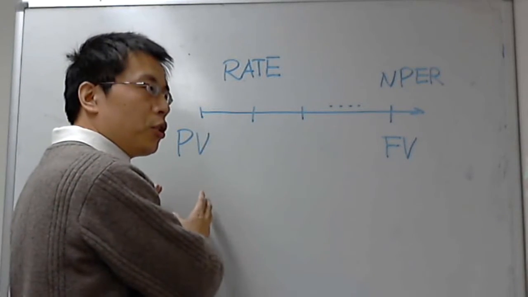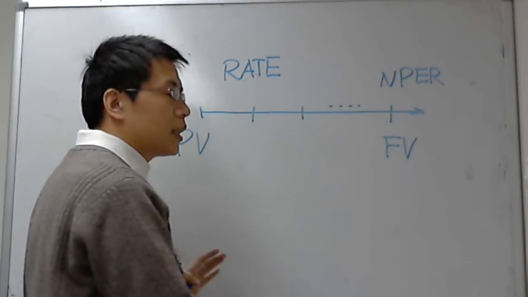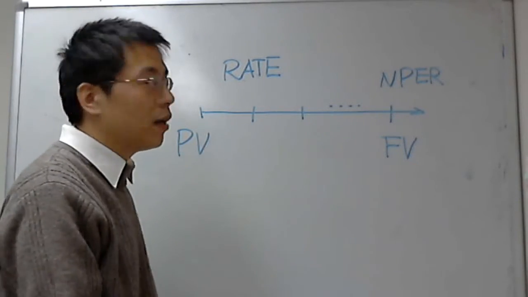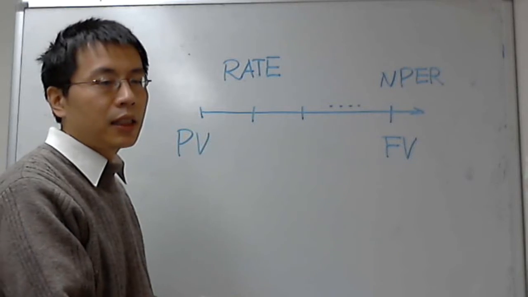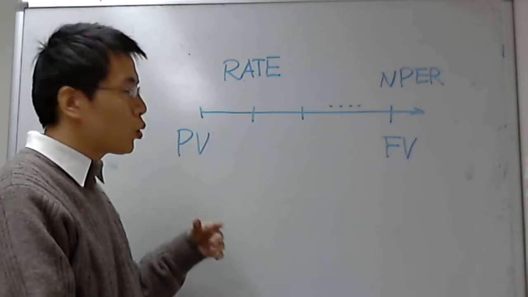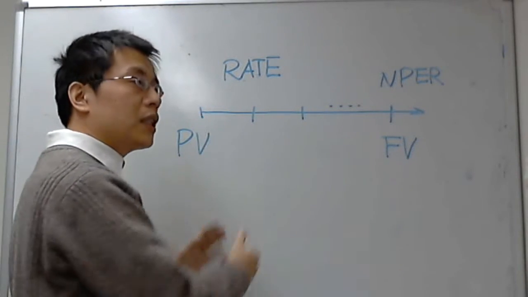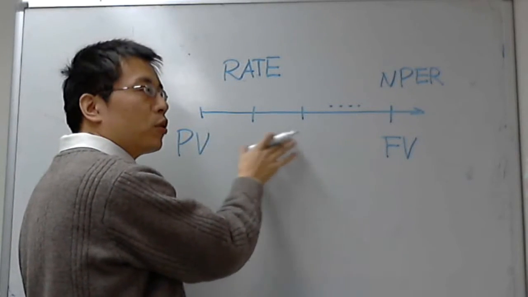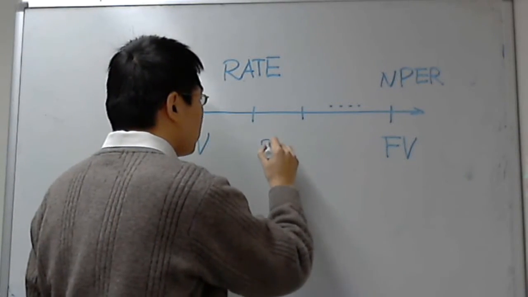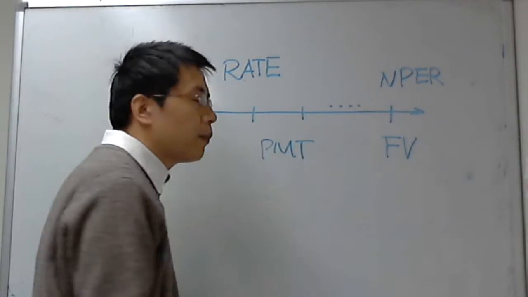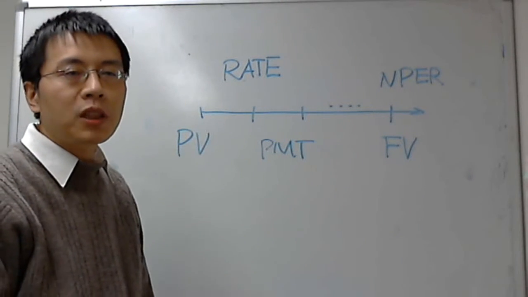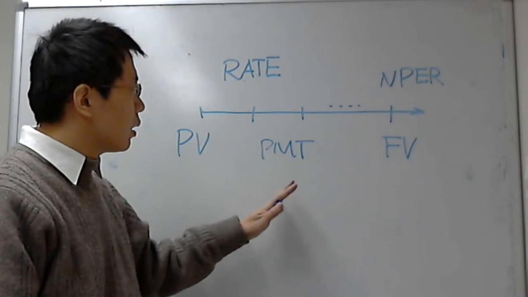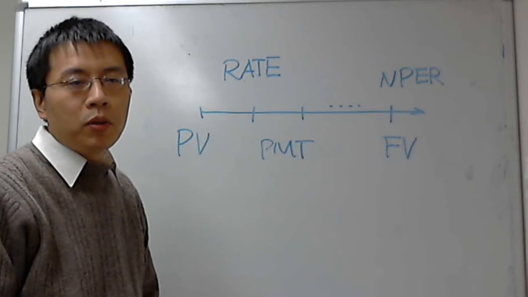Besides the initial balance and the ending balance, there may be some cash flows over the period. For example, the investor can make deposits, can make withdrawals over this investment time. So the cash flows in the middle are called payments, PMT. Most time value of money problems deal with the 5 parameters, the 5 variables.